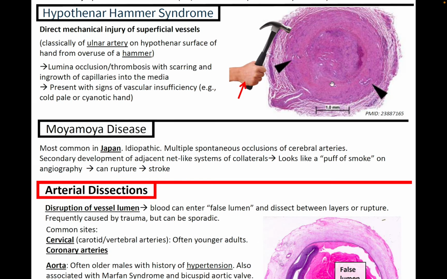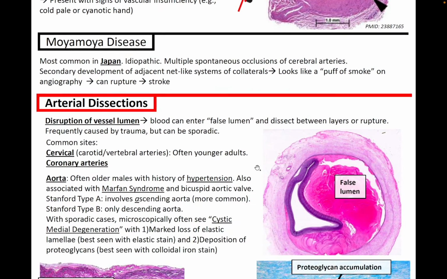And that's interesting that that's just caused mechanistically by overuse, specifically overuse of a hammer. So that's interesting that pathophysiology can occur just from a pretty benign act, just working.